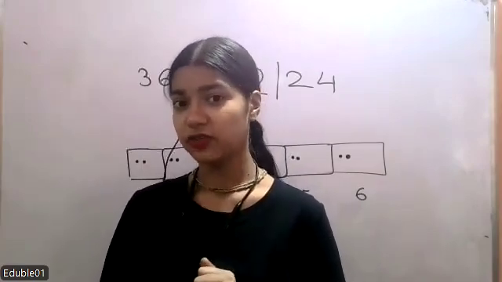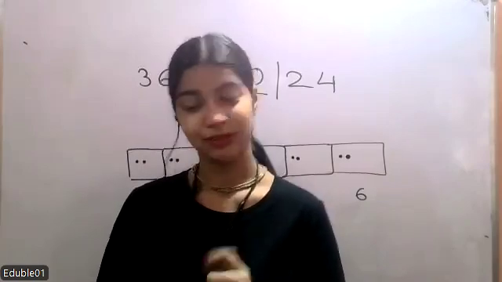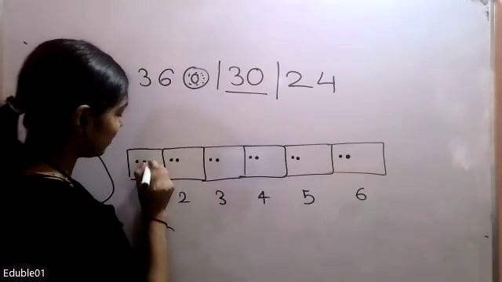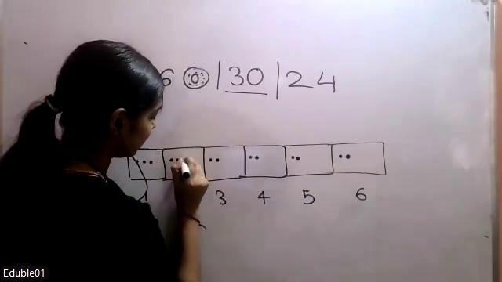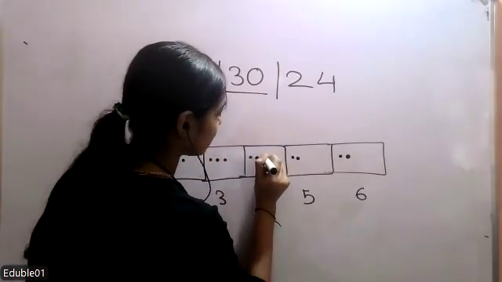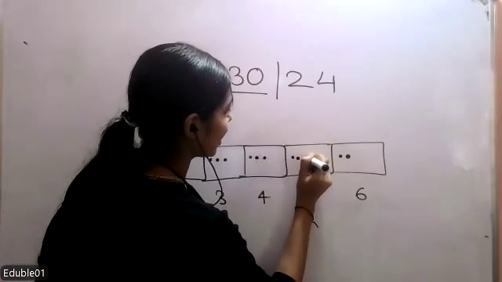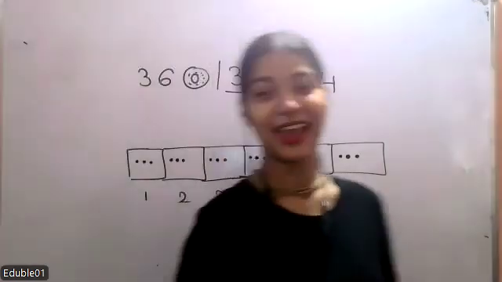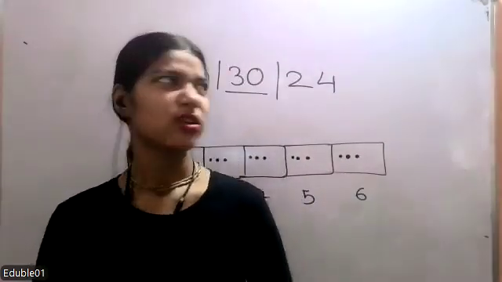Now, if I have 24 donuts, can I give one more donut to every friend? Yes, of course I can. Let's give one more donut to everybody. One, two, three, four, five, and six. Surprise! Everybody has 3 donuts now.